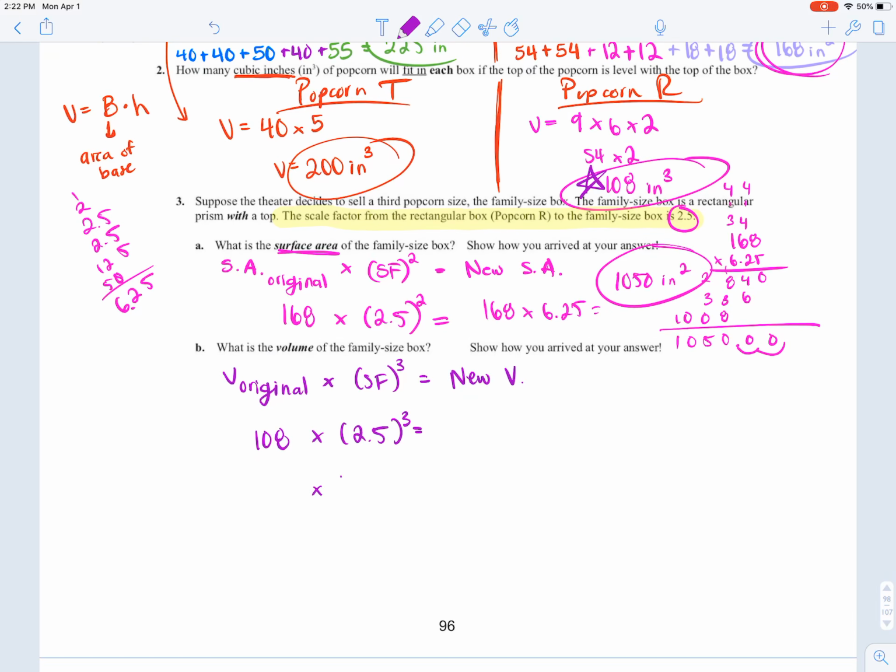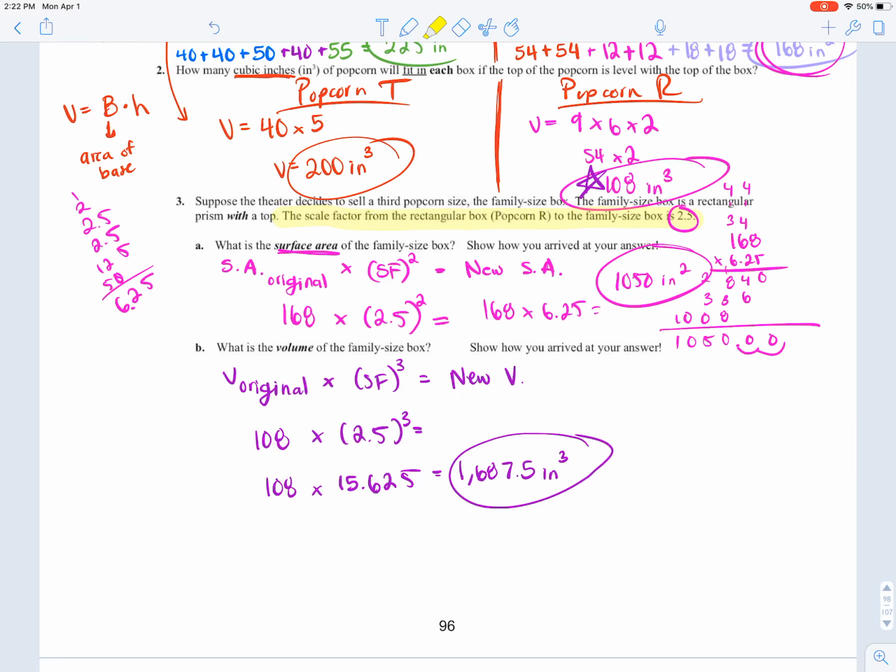So this is equal to 15.625. We're going to leave the 3 decimal places in there for right now. Okay, we're not going to round or anything just yet. And now I'm going to multiply that by 108. So now I get a volume of 1,687.5 cubic inches. And there you go.